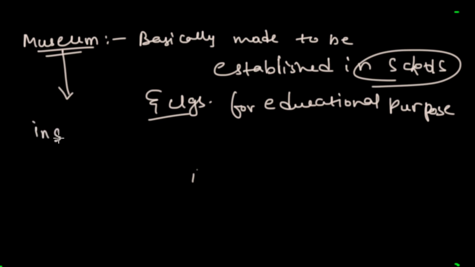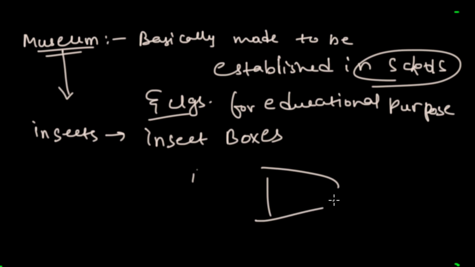If it is insects, they are put in insect boxes. Insects are killed, they are pinned to the sheets, or you can say wooden planks like this. They are pinned at four corners, and the insect should be light, and this would be kept in the insect boxes.